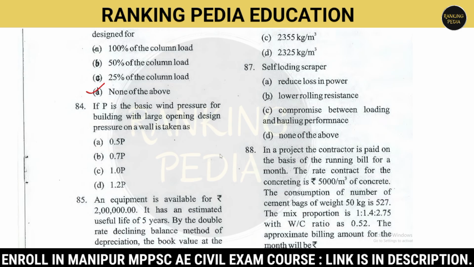Next is question number 84. If P is the basic wind pressure, for a building with large openings the design pressure on a wall is taken as: 0.5 P, 0.7 P, 1.0 P, or 1.2 P. In structural engineering, wind pressure on a surface is calculated by considering the external and internal pressure coefficients. The internal pressure coefficient is denoted by Cpi. So for a building with large openings, the design pressure on a wall is taken as 1.2 P, that is 1.2 times the basic wind pressure. Option D is correct.